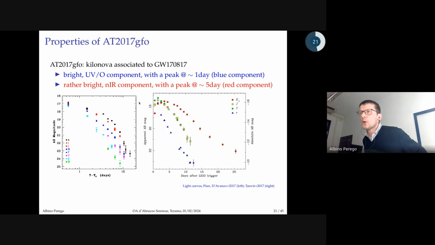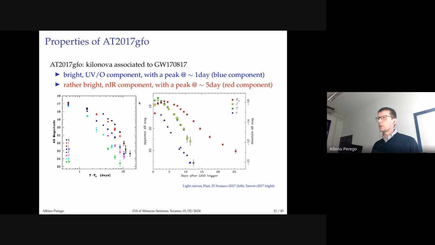So as you probably know, GW170817 had an associated kilonova, AT2017gfo, and this is characterized by a bright ultraviolet component that has its peak around 1 day, typically called in papers the blue component. That was followed by another component, typically called the red one, that was brighter in the infrared with a peak at 5 days.